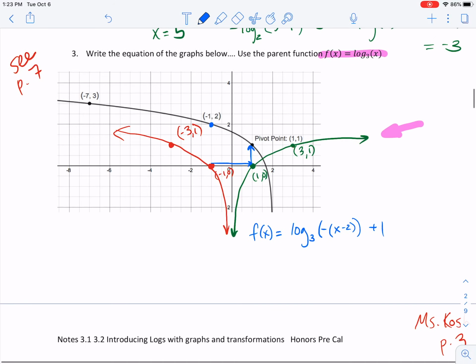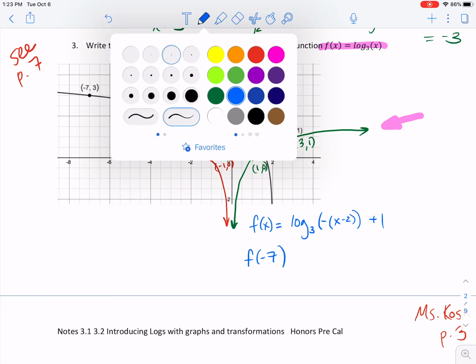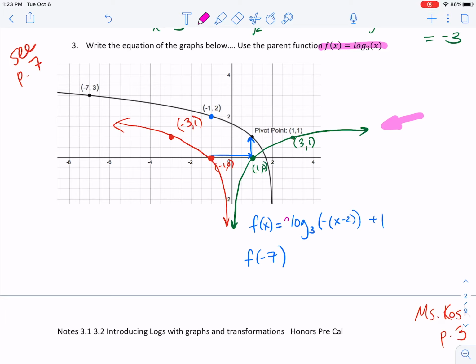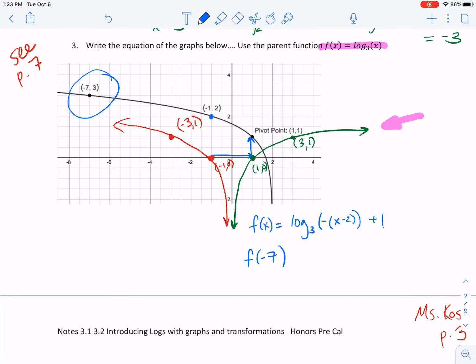That way I can check, what would f of -7 equal? Because it could be that we should have an a value or a b value in here. I'm not sure, so we might have just had these reflections and shifts. We might also have a stretch. The stretch would be a bummer. Here's hoping we don't. But what we can do is plug in that extra point that I have, (-7, 3), and see what I get.